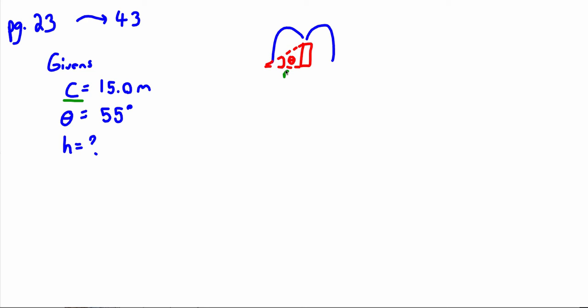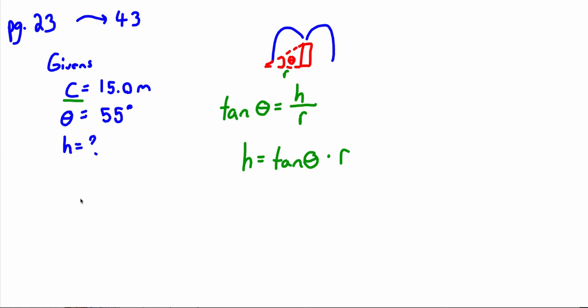So breaking this up into a trig function, this is my opposite side, and this is my adjacent side. So the trig function for that is tangent. So I can say tangent of theta is equal to my opposite, so that's going to be my H, over my adjacent, which is my R. And I'm solving for H, so H is going to equal tangent of theta times R.